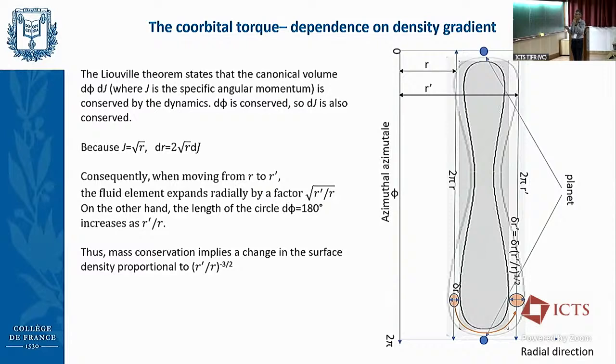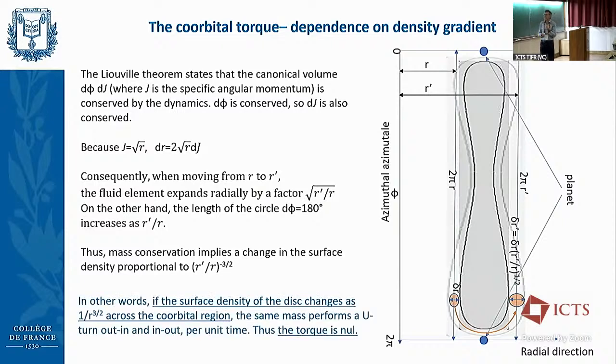So during the horseshoe U-turn, the fluid elements stretch and their surface density decreases when they go from inside out, or compress and their surface density increases when they go from outside in. In other words, if the surface density of the disk across the horseshoe region changes as 1 over r to the power 3 half, then you have the same mass per unit time encountering the planet in this direction or in this direction. And so the torque is null.